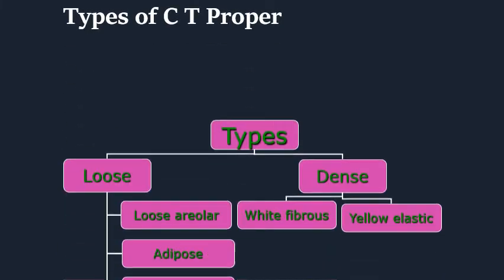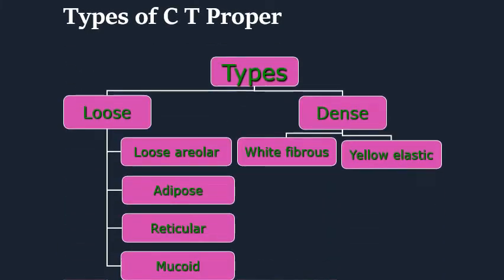Now I'm going to talk about the connective tissue proper. Types of connective tissue proper, we have either loose or dense. Loose as loose areolar, adipose, reticular, and mucoid. Dense as white fibrous and yellow.